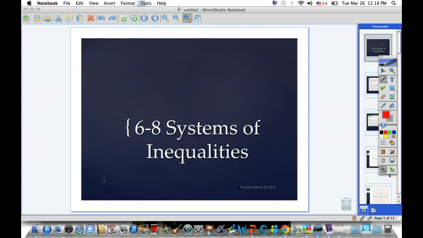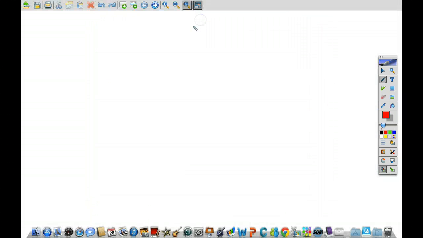This is Chapter 6, Lesson 8, Systems of Inequalities. So we've learned how to do inequalities and how to graph them. Now we're going to add one more element to it when we have two inequalities. Just like solving systems of equations, we're going to do systems of inequalities.